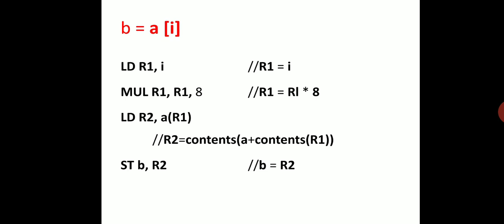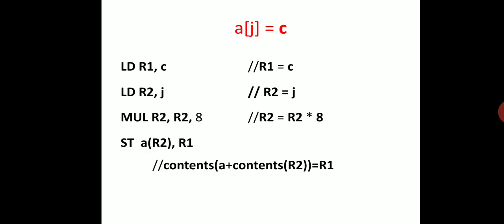The second statement is MULT R1 comma 8. R1 contains I, which is multiplied with 8, and that result is stored into R1. Then the third statement is LD R2 comma A of R1. R1 is nothing but I, so A of I is loaded into R2, and that result we need to store to variable B, because the statement is B is equal to A of I. So ST B comma R2, that is, R2 is stored into B. Whenever such an instruction is there, this kind of target program can be constructed.